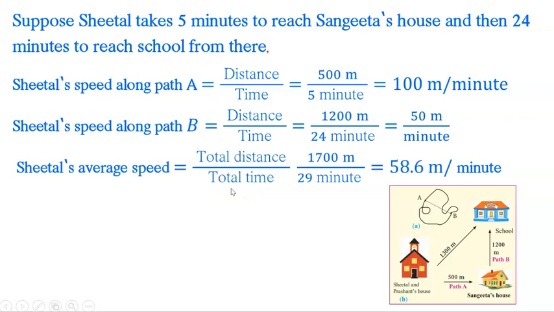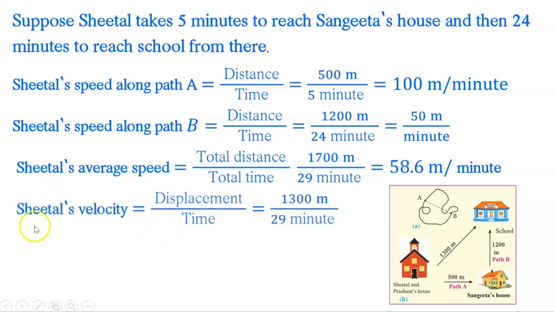Okay. Now the Shital average speed. मग तिचा आपण average speed काढणार. Then what is the total distance she covered? That is 500 plus 1200. That makes 1700 meter. And the total time किती येतो तो? 24 plus 5. That is equal to 29 minutes. आपण हे सिम्प्लिफाय केलं, त्याला डिवाइड केलं, तर किती मिळेल तुम्हाला? 58.6 मीटर पर मिनिट. This is the Shital's average speed.